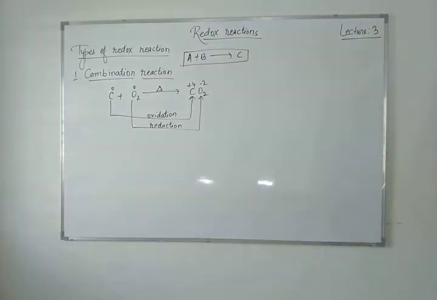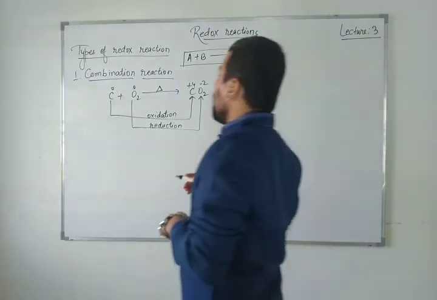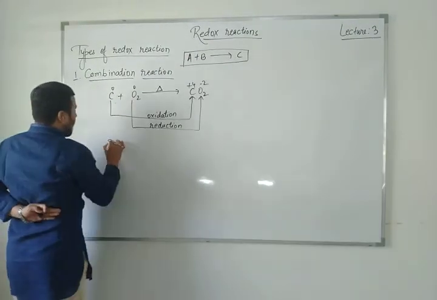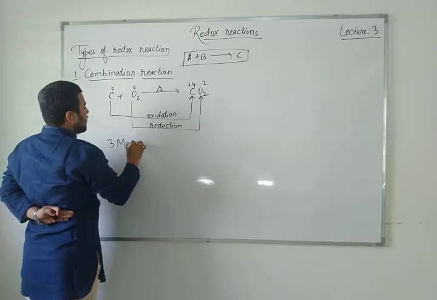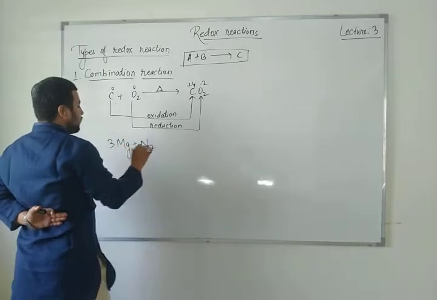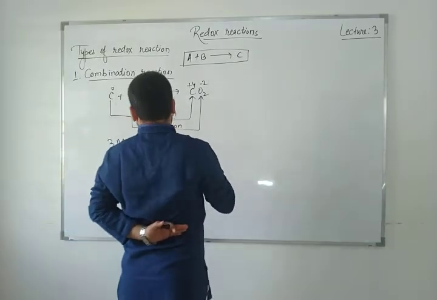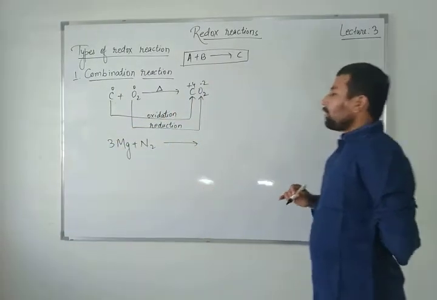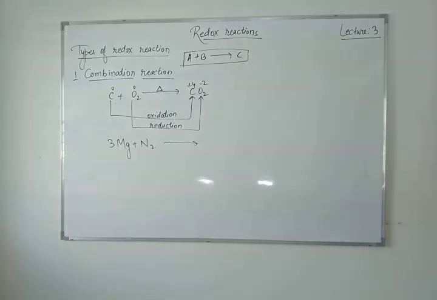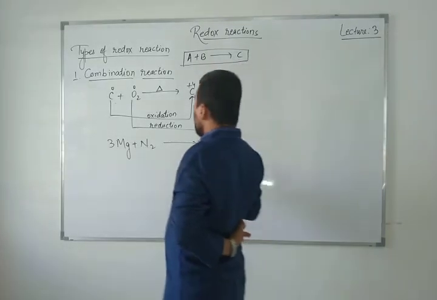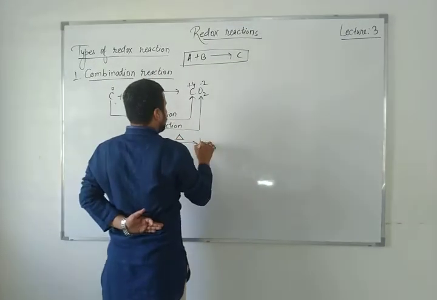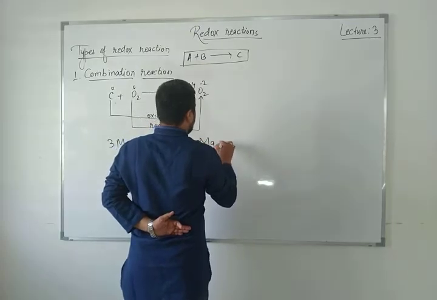Second reaction, if I talk about magnesium and nitrogen: 3Mg plus N2 gives, can you tell me what it will give? Magnesium plus nitrogen, both elements will come in the form of combustion, then they will produce Mg3N2, magnesium nitride.